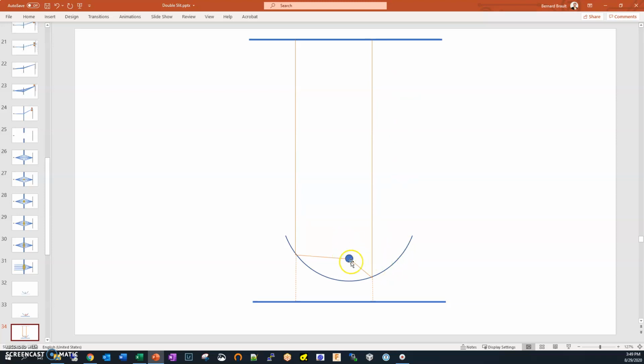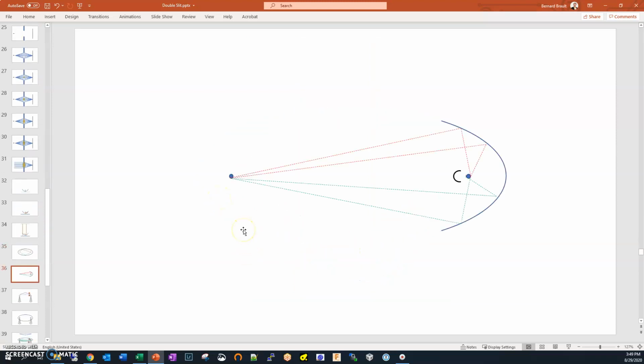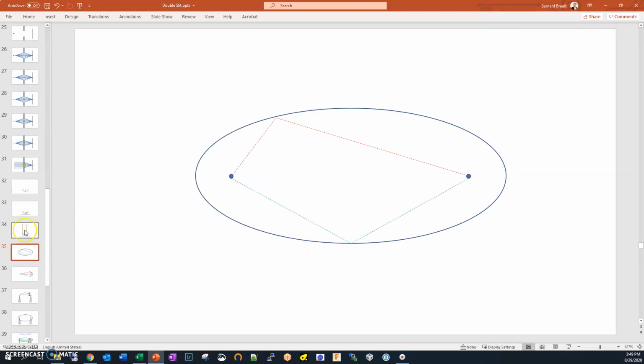And if they all arrive with equal timing, that means that the probability of hitting this focal point is extremely high. And this is why parabolic mirrors work very, very well for astronomy, for example. You can build pretty big telescopes with that. All right, so let's move to a different shape.